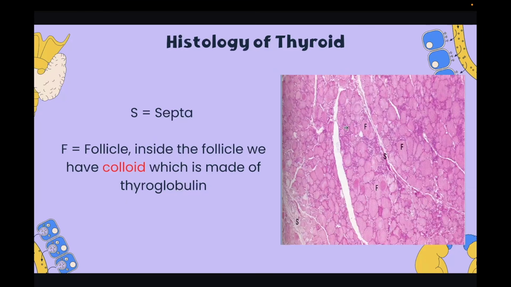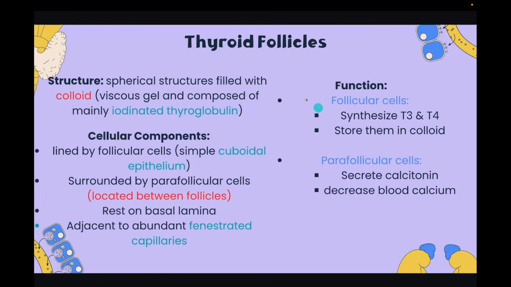And from the histology slide, from Dr. Yaqin's lecture, we can see the follicles are the circular, spherical structures, and the septa is the white line separating the thyroid gland into lobules. Now you can see in the follicles a pinkish substance inside. This substance is called colloid, and the colloid is full of thyroglobulin, which is really important to know. What is colloid? Colloid is a viscous gel composed of mainly iodinated thyroglobulin.